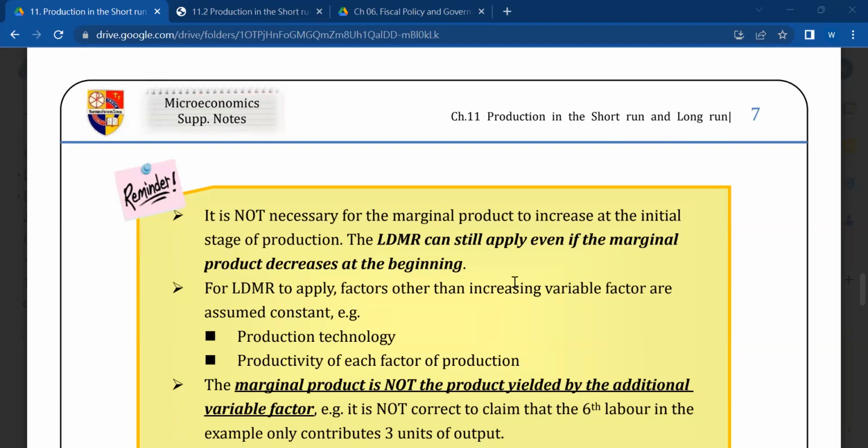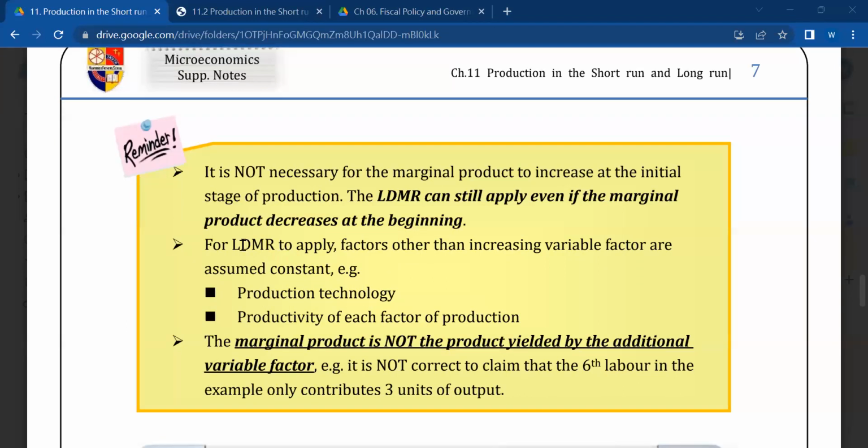即係話唔一定要先升後跌，可以係一開始嗰個最大，跟住就開始跌啦，都符合 law of diminishing marginal return，明唔明白？重複一次，我哋頭先一講嘅時候，阿 Sir 就話先升後跌㗎嘛，個 MP 應該係先升跟住後跌嘅，但係原來如果一開始就跌，都符合 law of diminishing marginal return。Okay, so please remember the LDMR can still apply even if the marginal product decreases at the beginning without any increase.